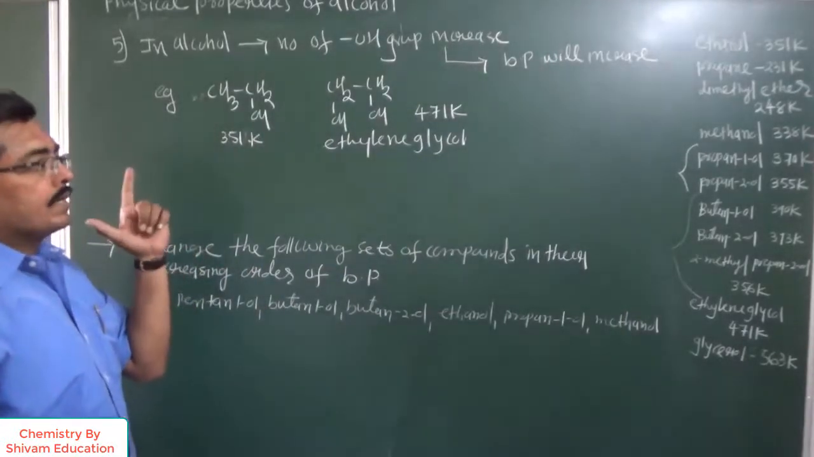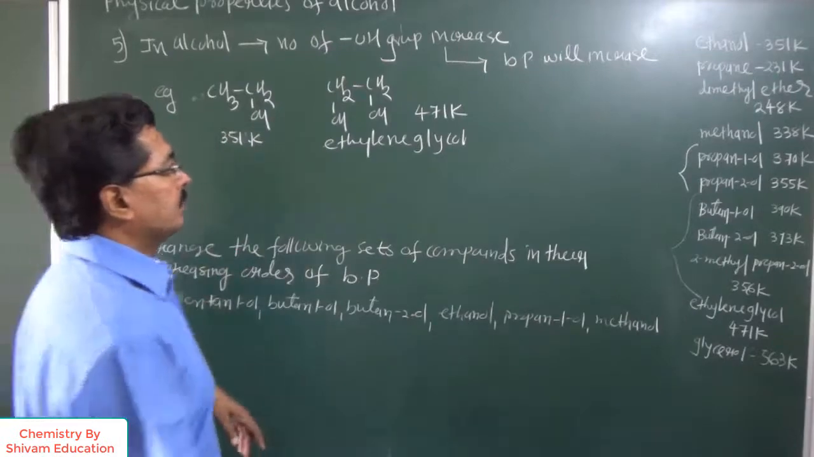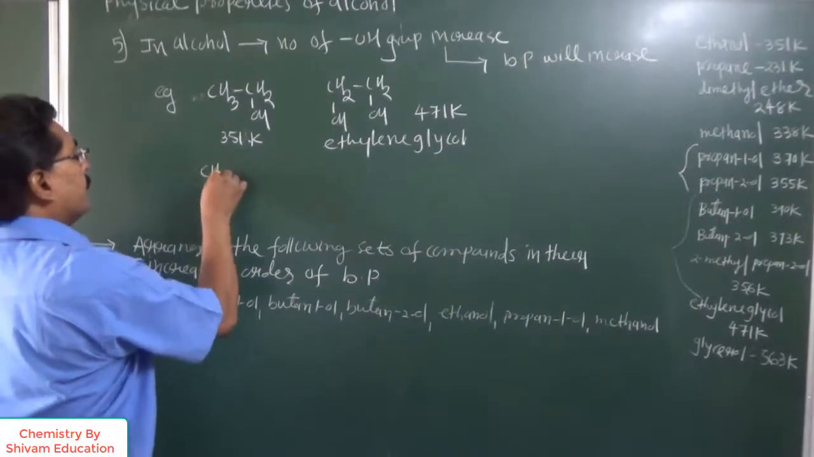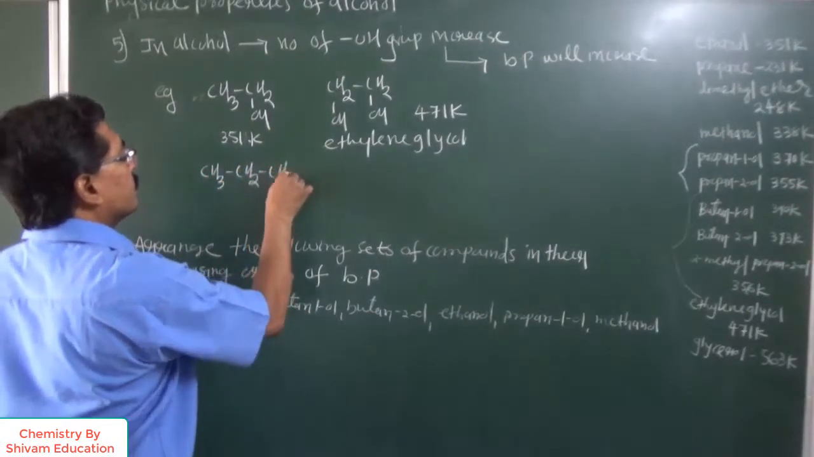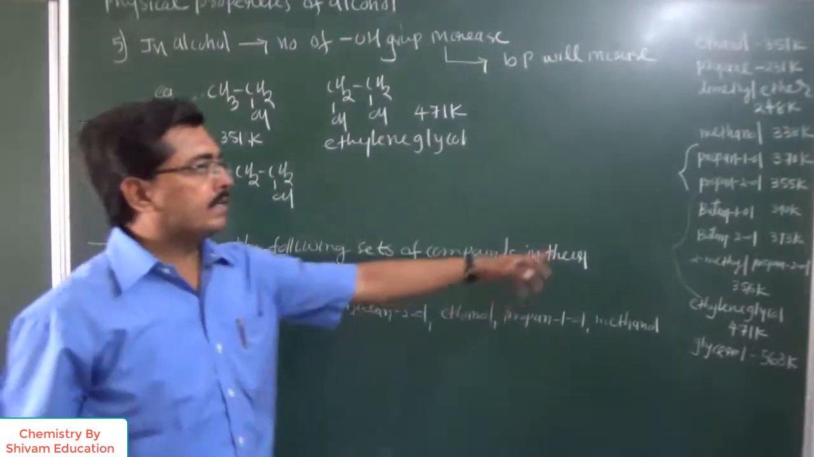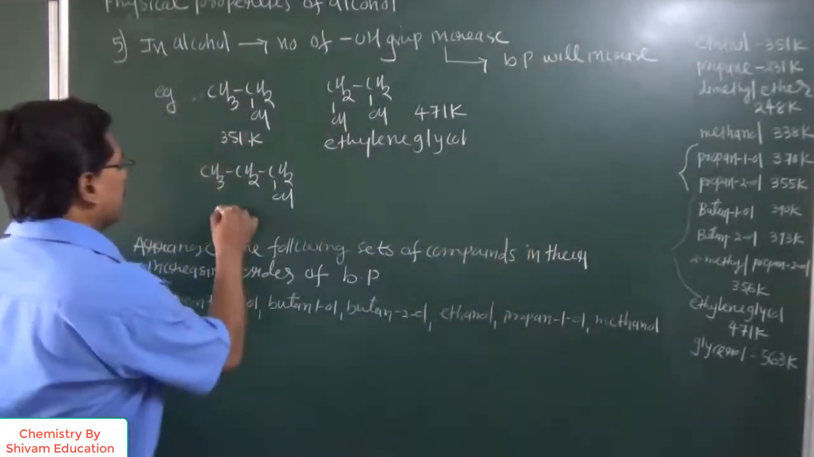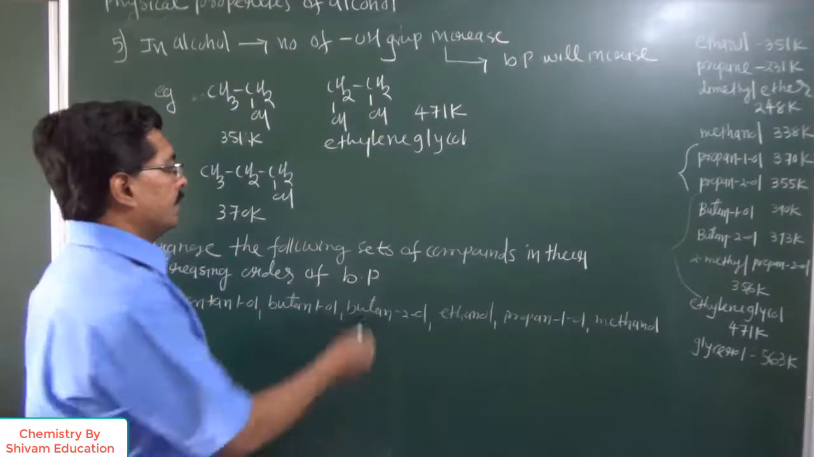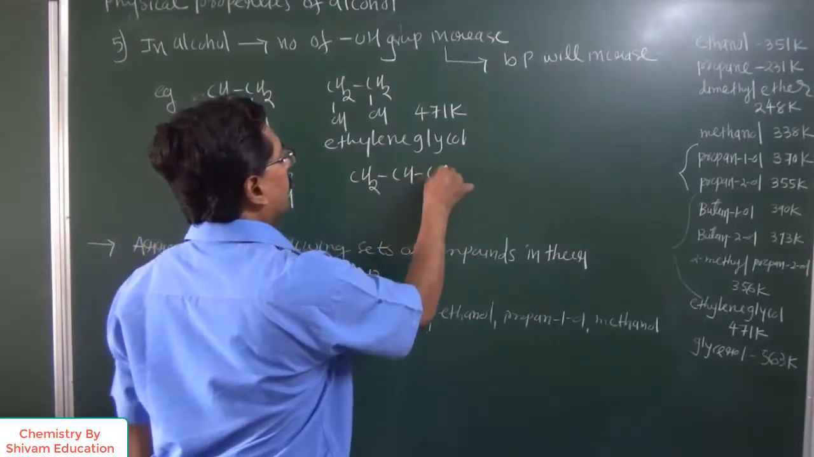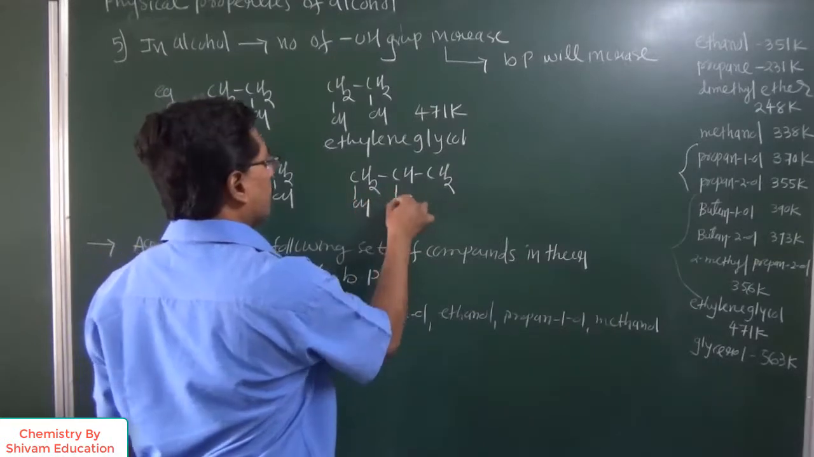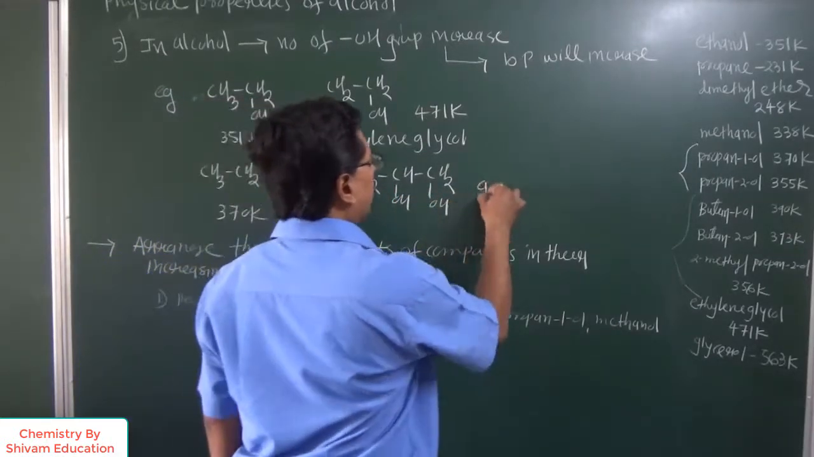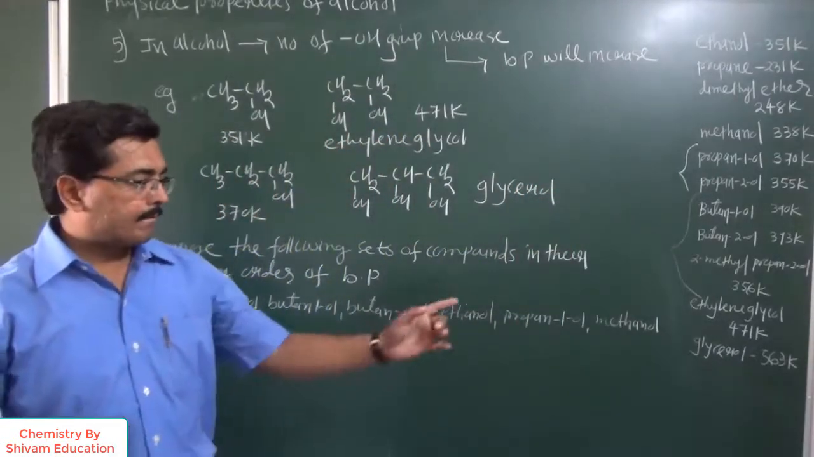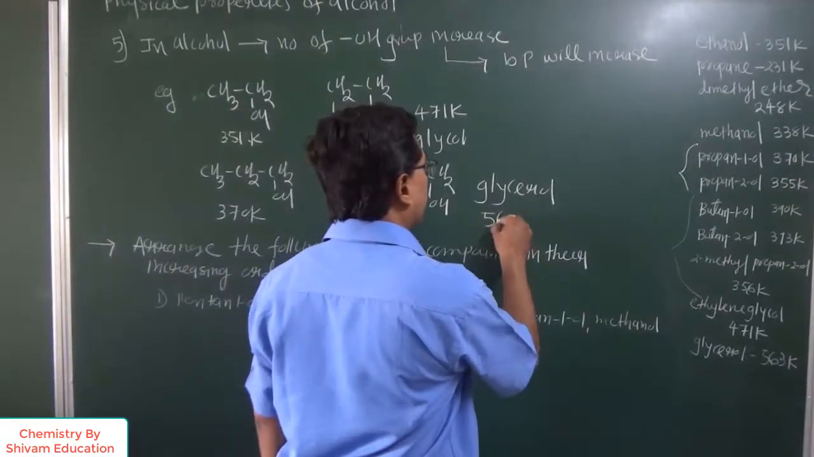Now the same comparison you can give with propanol, or suppose I take a third example, propane-1,2,3-triol and propan-1-ol. I have taken propan-1-ol, CH3CH2CH2OH. Already written that propan-1-ol has a boiling point of 370 Kelvin, only one hydroxyl group. Now I will take glycerol. Glycerol is nothing but propane-1,2,3-triol. So in the glycerol structure, the number of hydroxyl groups is 3. Therefore its boiling point is 563 Kelvin.